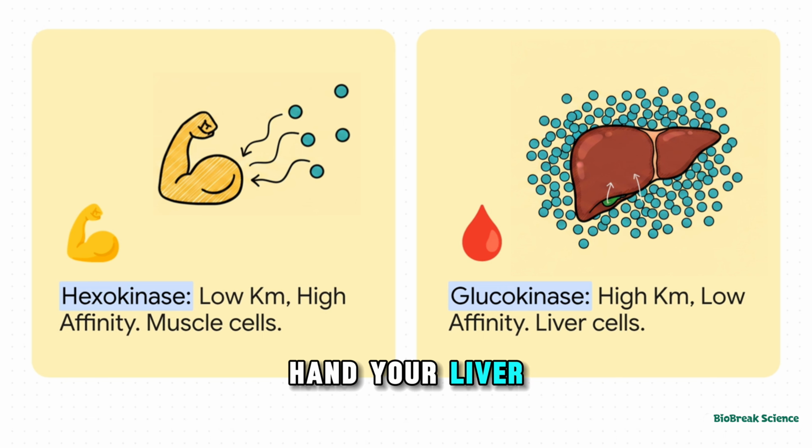On the other hand, your liver cells use glucokinase. Glucokinase has a high Km, meaning low affinity. It really only kicks into high gear when blood glucose is very high, like right after you eat a massive meal and your liver needs to store the excess. It is the exact same chemical reaction, but these inverse Km values serve totally different biological purposes in different parts of your body. It's actually brilliant when you think about it.